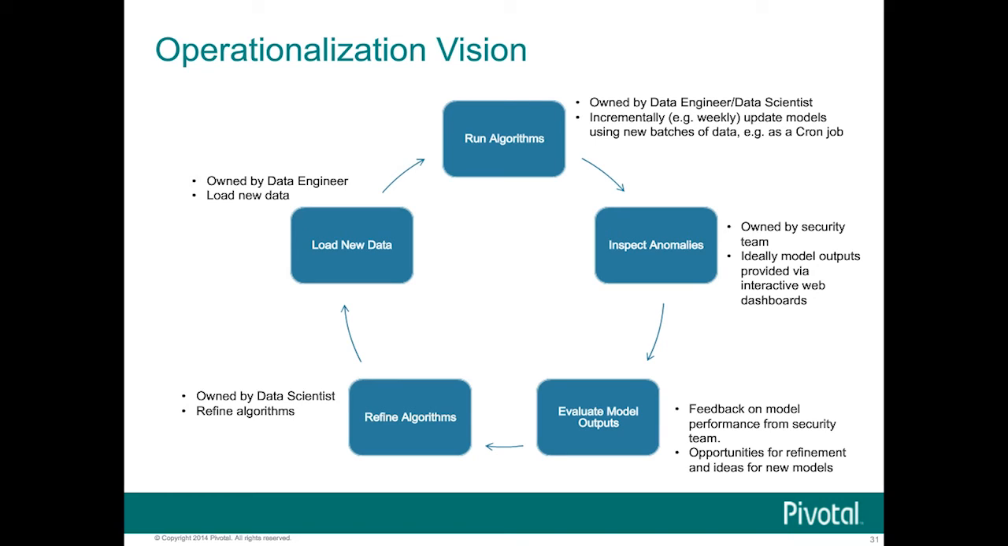Once we have this model, the next step is to inspect the anomalies from the model. The model flags some suspicious domains, for example, which could be possible waterholes.